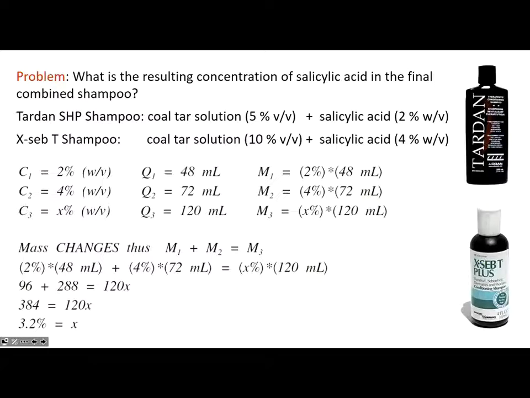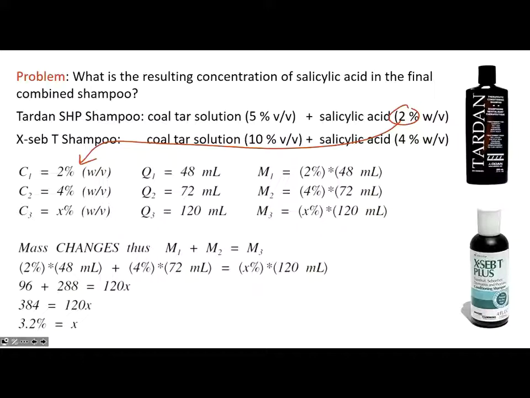Our first ingredient simply was the tartan shampoo, and we know it had 2% salicylic acid. So make sure you understand where this stuff is coming from. And I'll try to do my colors here again. So for the first ingredient, the 2% for the salicylic acid comes from there. And I'll remind you on the previous slide, go back, we just said that of that, we're going to use 48 milliliters. Remember, we know that quantity because that's the quantity that gives me the right concentration of coal tar. So I know that volume for the tartan was going to be 48 milliliters. So I got a C and I got a Q. So my mass is 2% times 48 mils.